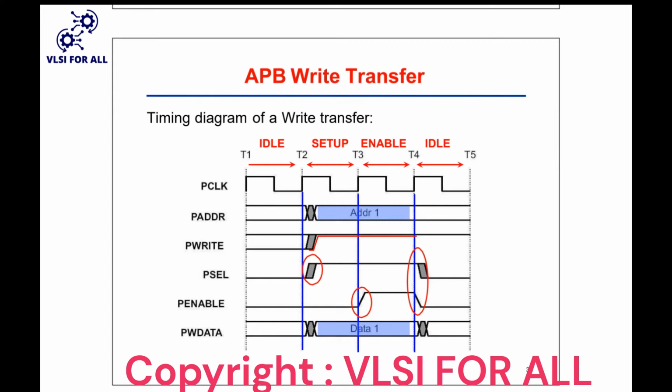Write 1 means we have to perform the write operation. Selection 1 means the slave has been selected. Now in the enable signal at T3, you can see enable is also high. It means we have now entered the enable state, but everything will depend on the ready state, whether the slave is ready or not. So this diagram is without wait states.